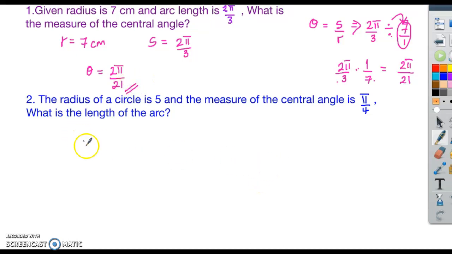That's the answer. Next one. The radius of a circle is 5, so I'm going to put r is equal to 5. And the measure of the central angle theta is given to be pi over 4. What is the length of the arc?